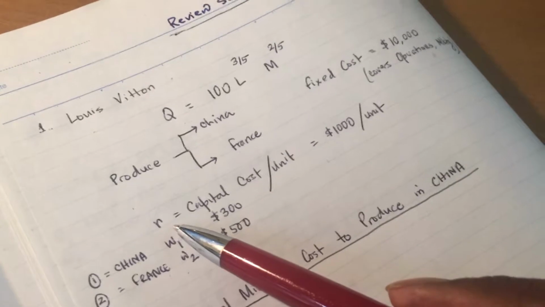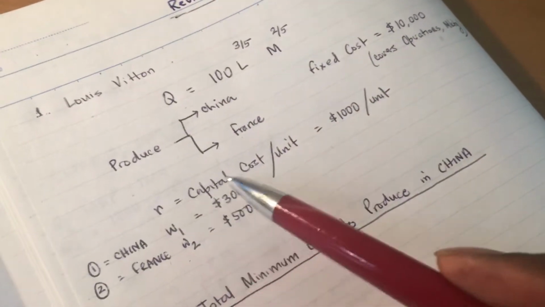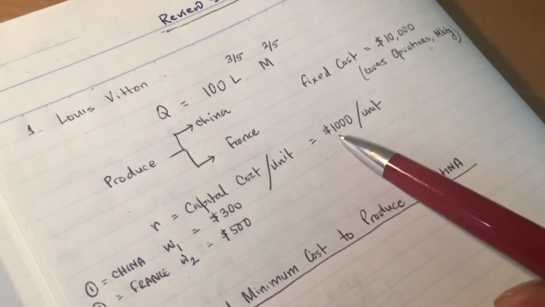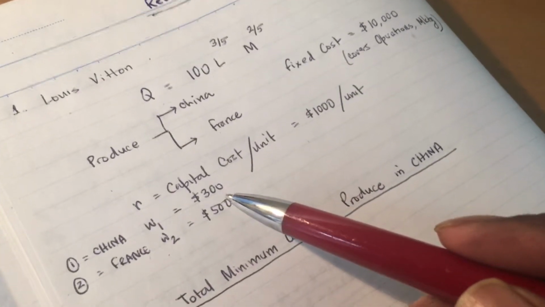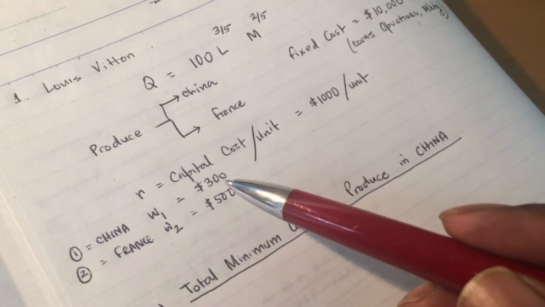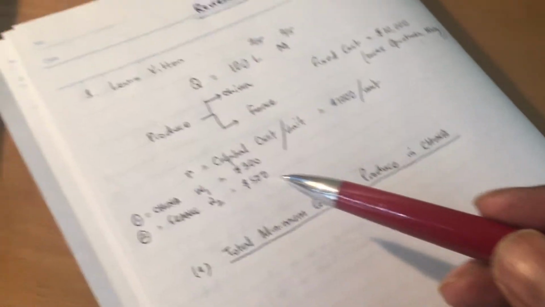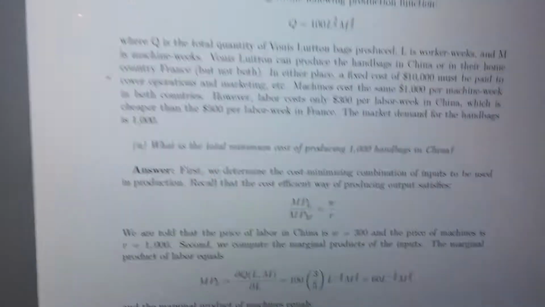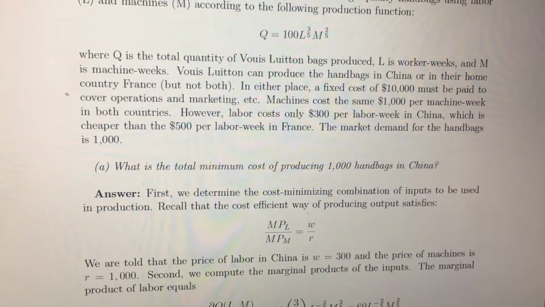What's also given to you is the per unit cost of the two inputs. So in this case, for the machine input M, the per unit cost R is $1,000 per unit. For the labor input, the numbers are different whether you make it in China or in France. In China, the labor is $300. In France, the labor is $500. So part A of the problem says, what is the total minimum cost of producing 1,000 bags in China.